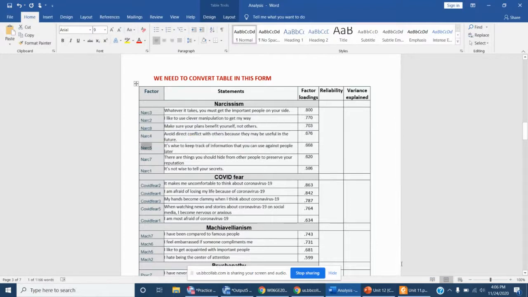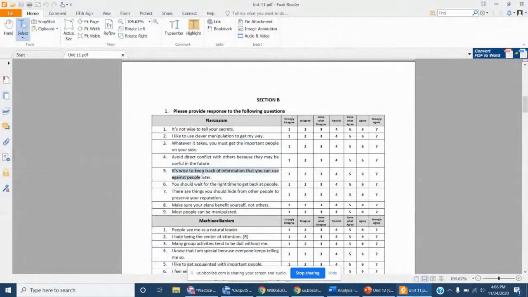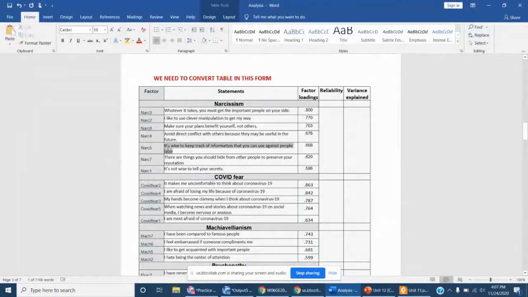How do we know it? Because we have our questionnaire. Our fifth question is this particular statement: it is wise to keep track of information that you can use against people later, and we copied that statement to this particular column.